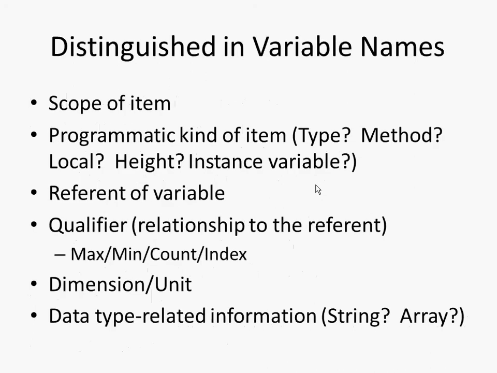Now, there's a bunch of information we can encode in the name, and that I'll expect you to think about including. What type of thing is it referring to? Or we talk about the max one, the min one, the count of them. Sometimes a unit or dimension, like miles per gallon or what have you. What sort of information is it? Is it a method?